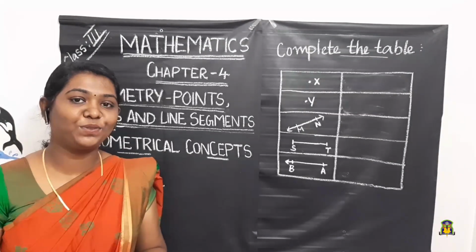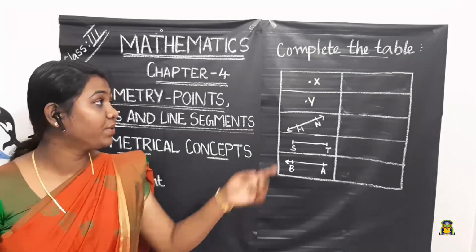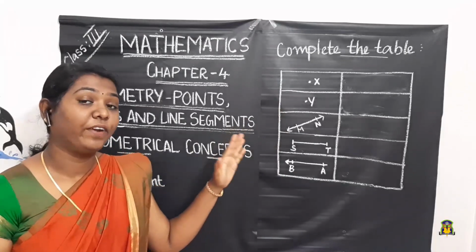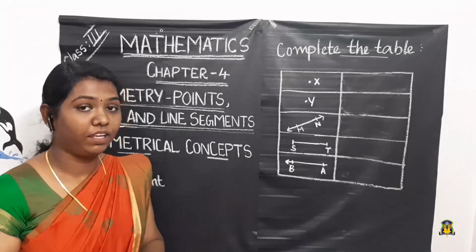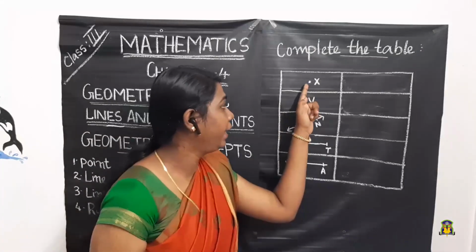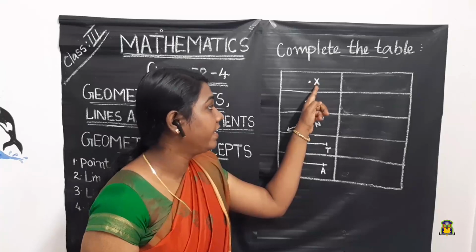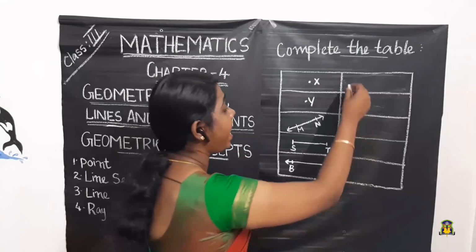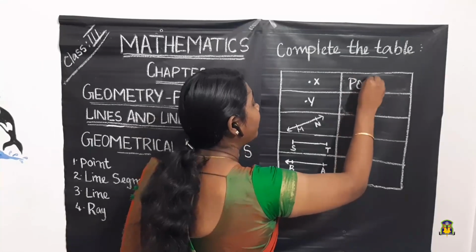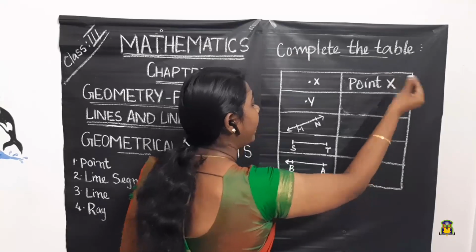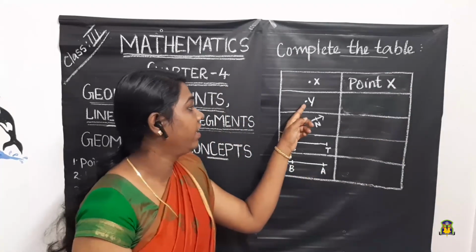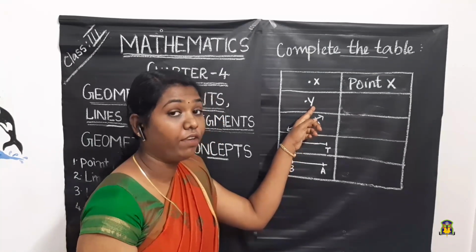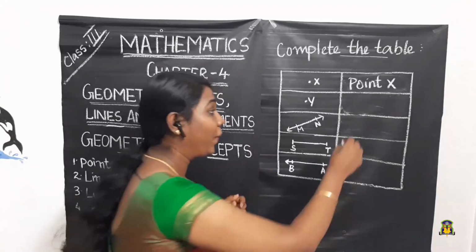Okay children, so next we are going to do the exercise questions. Here complete the table, and here you have to identify the point, ray, line segment, line. So here the first question, a dot is here, then a letter, that is X, is here. We call it point X. Okay, the next question, another dot is here, then it's named as Y. We call it point Y.